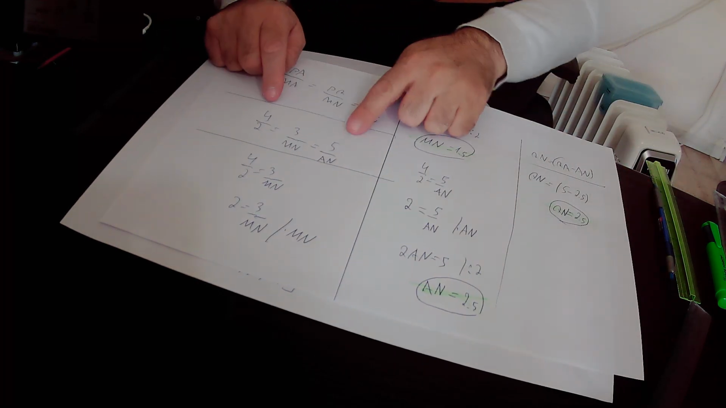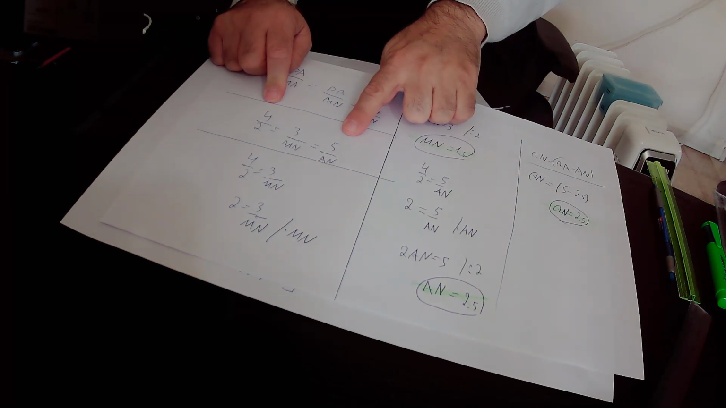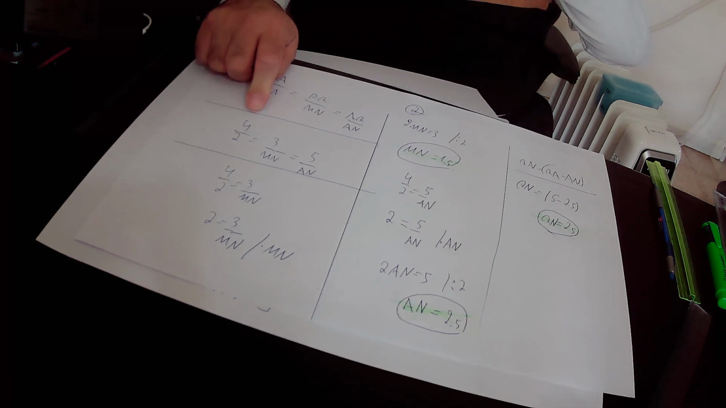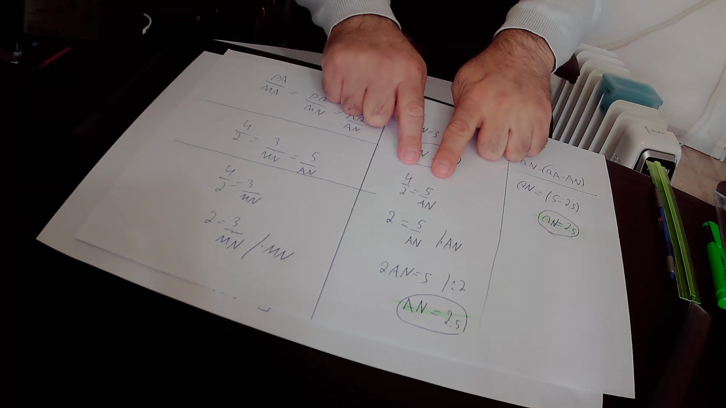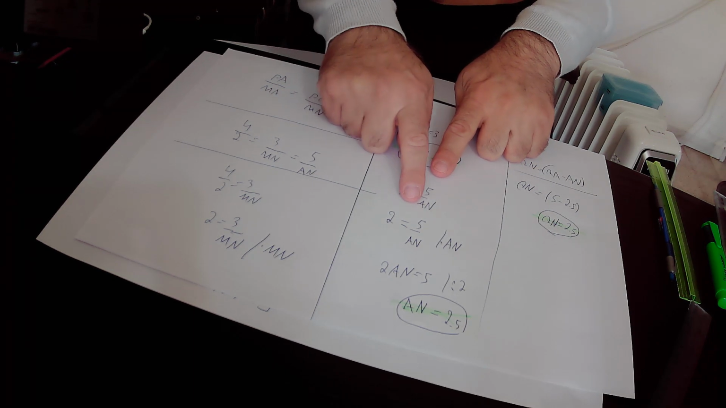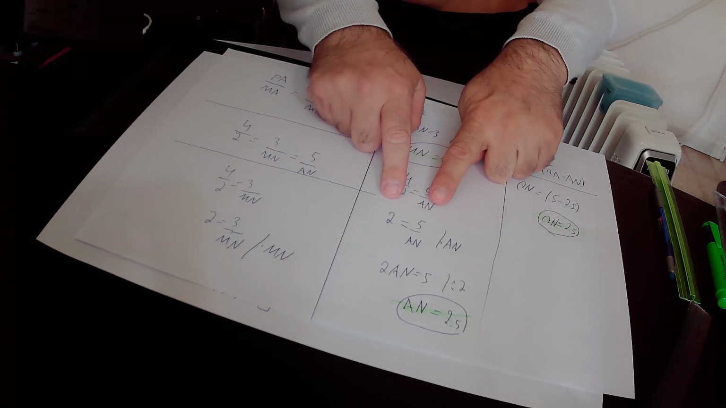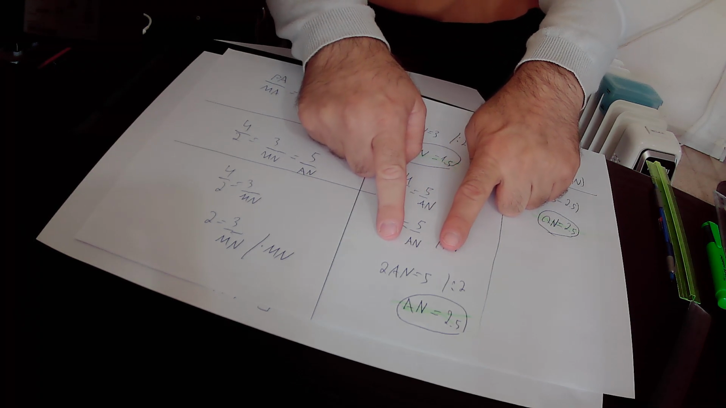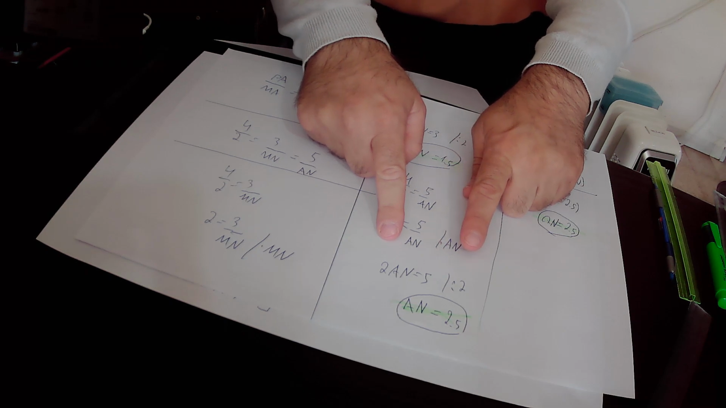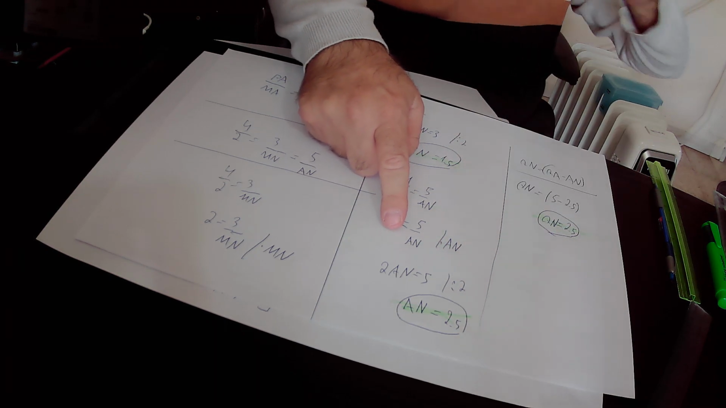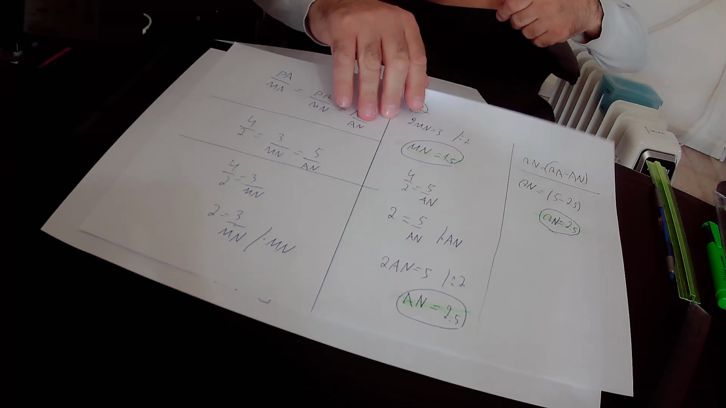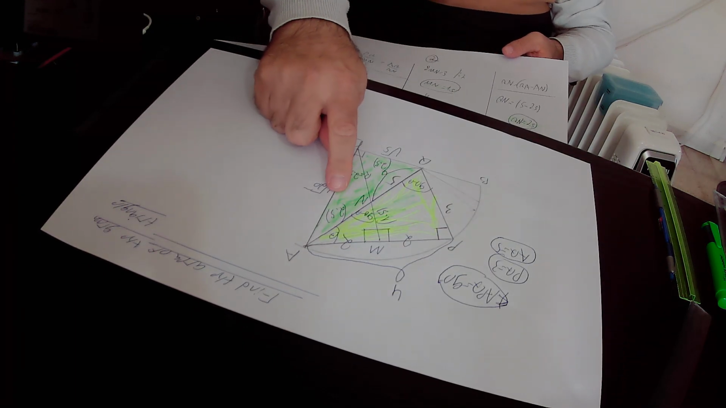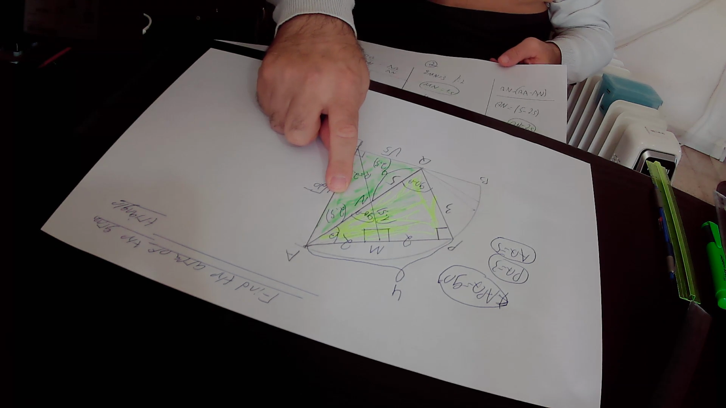So from this equation, we conclude that 4 over 2 equals 5 over AN. 4 over 2 is 2, so 2 equals 5 over AN. Here we multiply this equation by AN, and find that 2 times AN equals 5. We divide this equation by 2, and finally find that AN equals 5 over 2. 5 over 2 is 2.5. So in conclusion, AN equals 2.5. Here, line segment AN is 2.5 units in length.